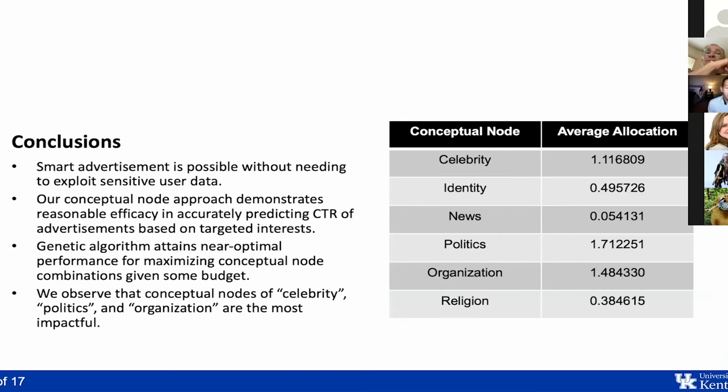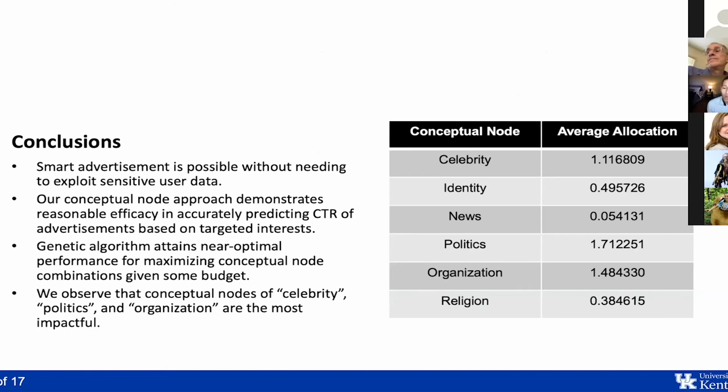And finally, in closing, one of the other things that we were interested in looking at is just some overall social trends that we can observe from the data. And what we did was we simply grabbed the portion of conceptual nodes with the highest amount of clicks in the data. And then we took the average allocation of each conceptual node among this subset of the data with the highest amount of clicks.